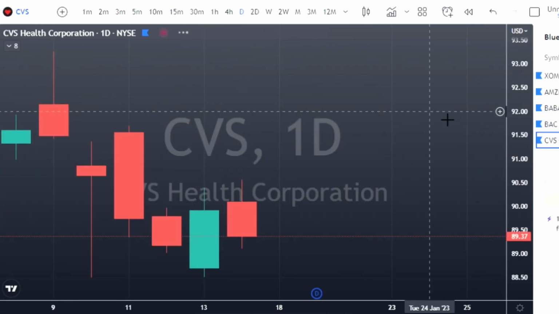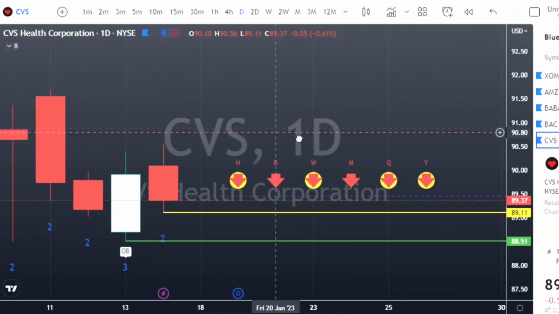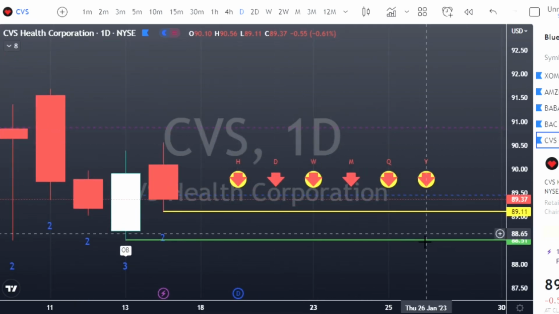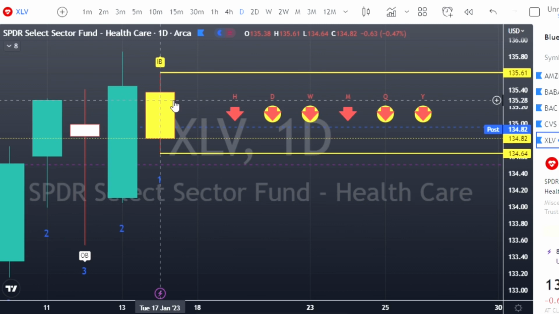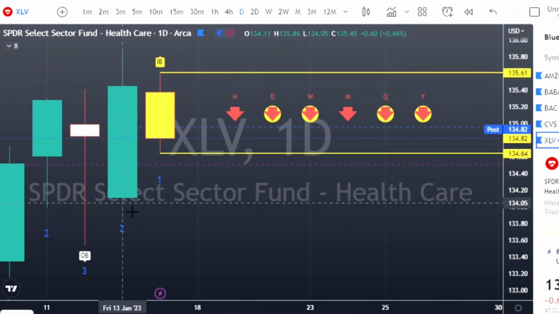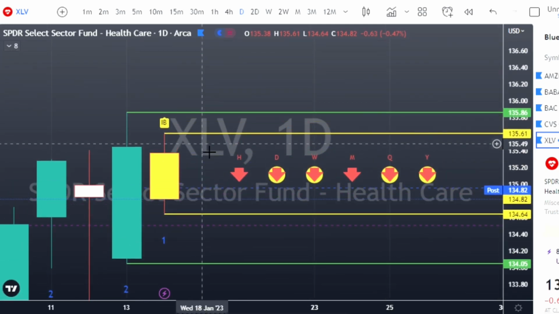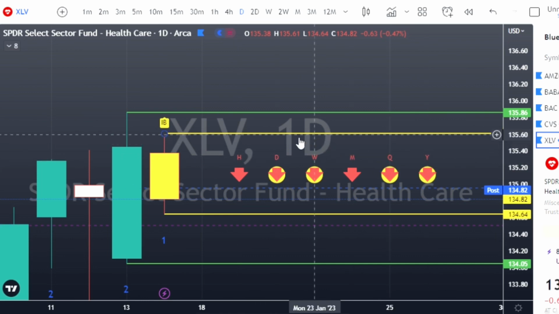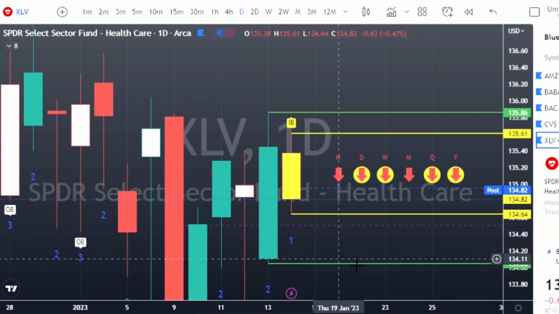We move on to CVS. CVS, 2 up red, full time frame continuity. It's a failed 2. We're going to look for puts at 89.11, first target at 88.51. XLV with the inside bar. Let's mark out the targets for you guys. The bottom one, 134.04, good magnitude. Less magnitude back to the upside if we take the 135.61 trigger, but we do have full time frame continuity to the downside on XLV.